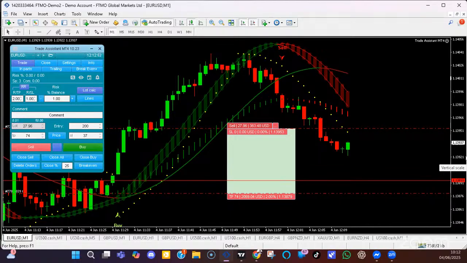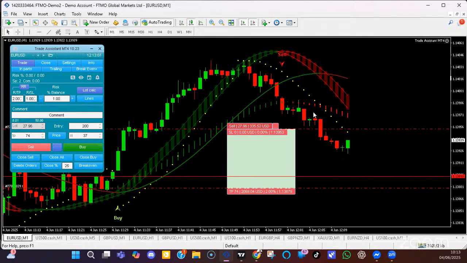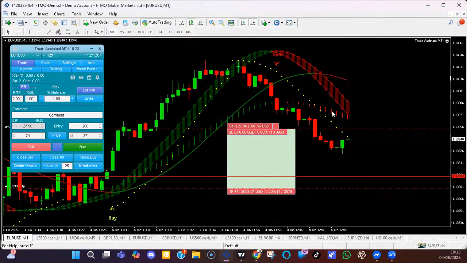So now, it may well be that price gets to there and decides to come back down again. Now, if it does, I've seen that happen before. Of course, it has. Price will do it. So it might not even breach the stop loss and come back down again.